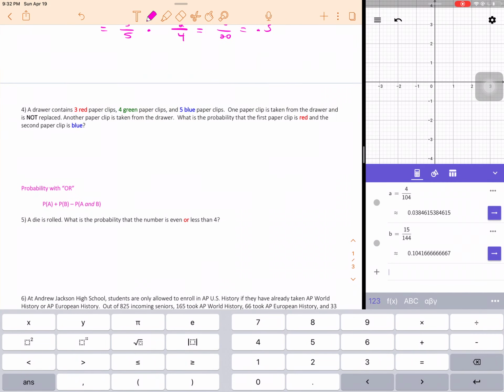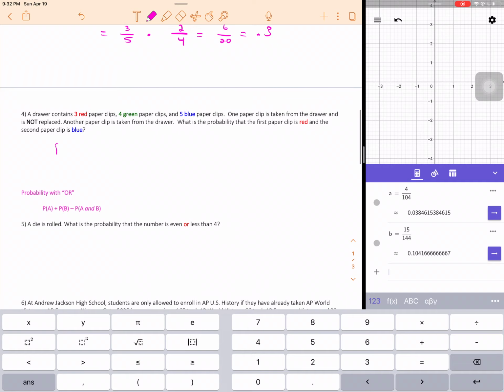Number 4, a drawer contains 3 red, 4 green, and 5 blue paper clips. One paper clip is taken from the drawer and not replaced, so it's dependent probability. Then another paper clip is taken. What is the probability that the first is red and the second is blue? So the probability of red and blue will be the probability of red times the probability of blue given red was taken.